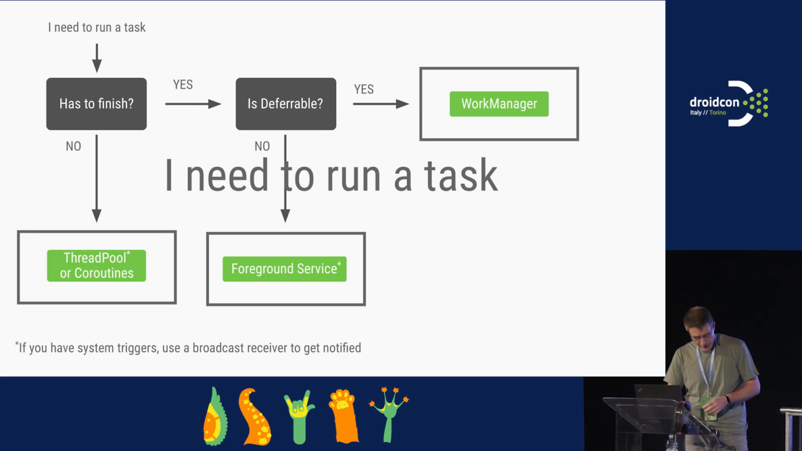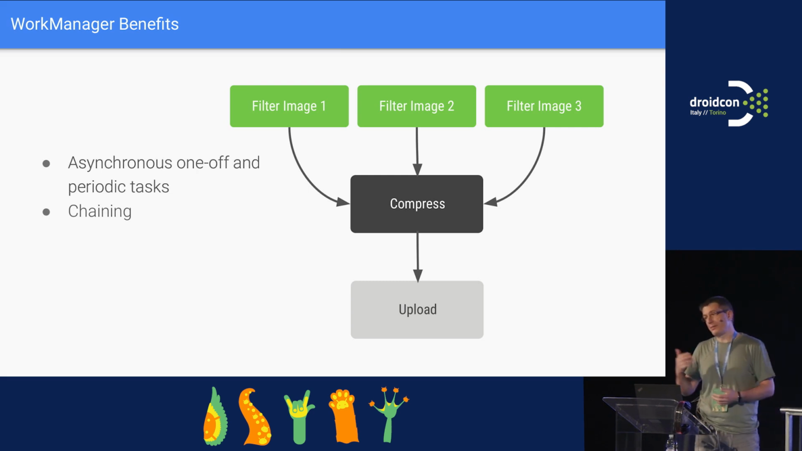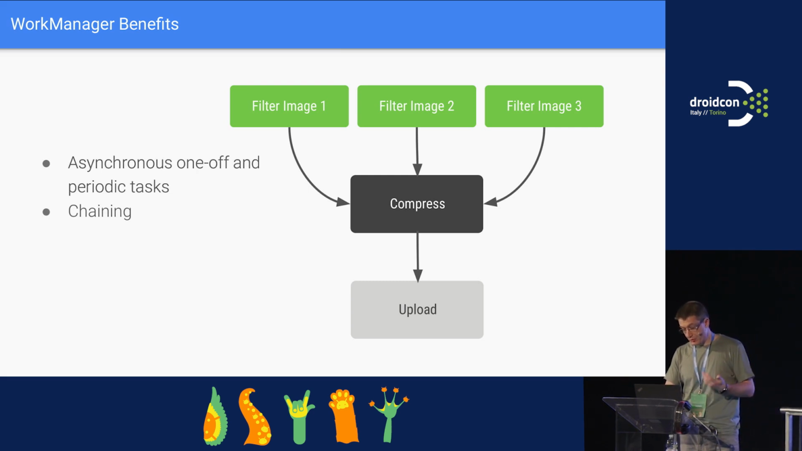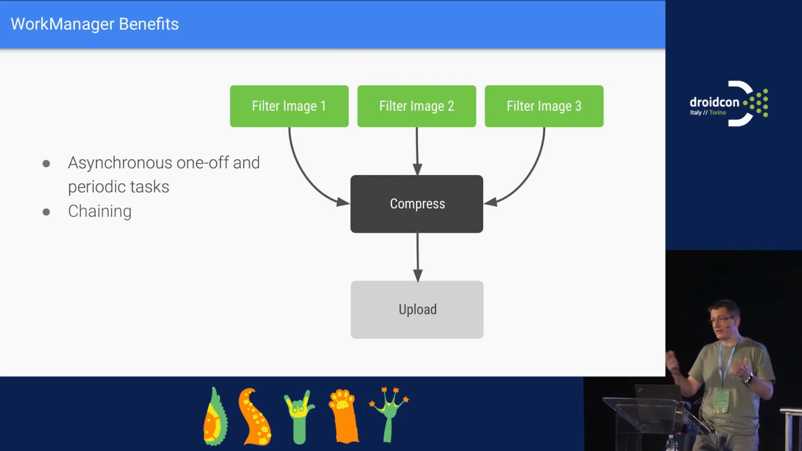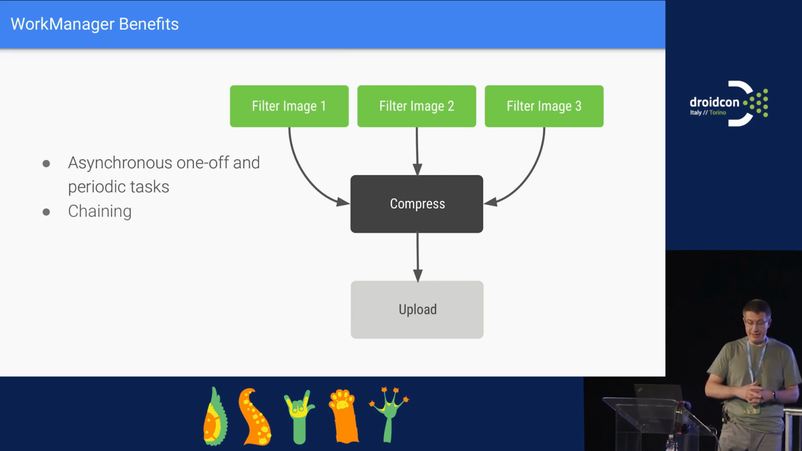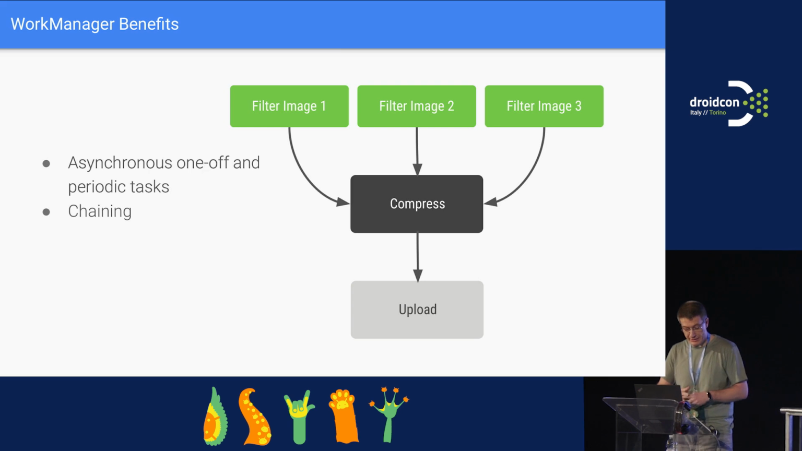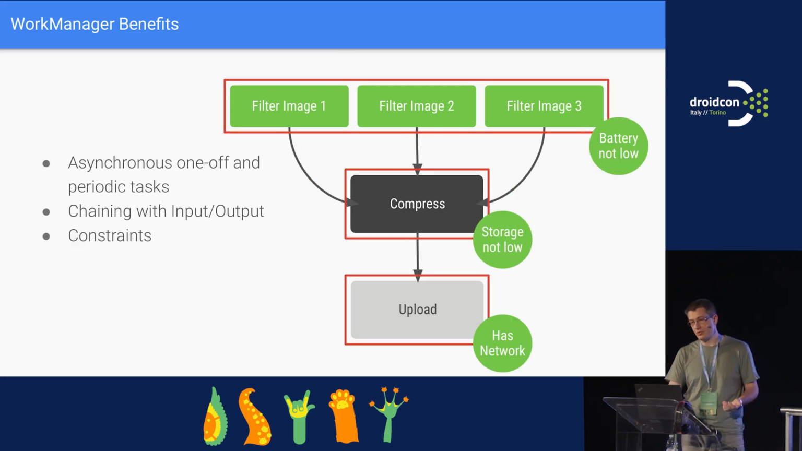So what are the benefits of using WorkManager? You can have a one-off or periodic task, and the good thing is that you can have a chaining of these jobs. So you can have, for example, in this case, 3 workers that are filtering an image and sending data to a compressed job and then uploading the job. And you can have data going from one worker to the other, and you can set constraints to these workers.